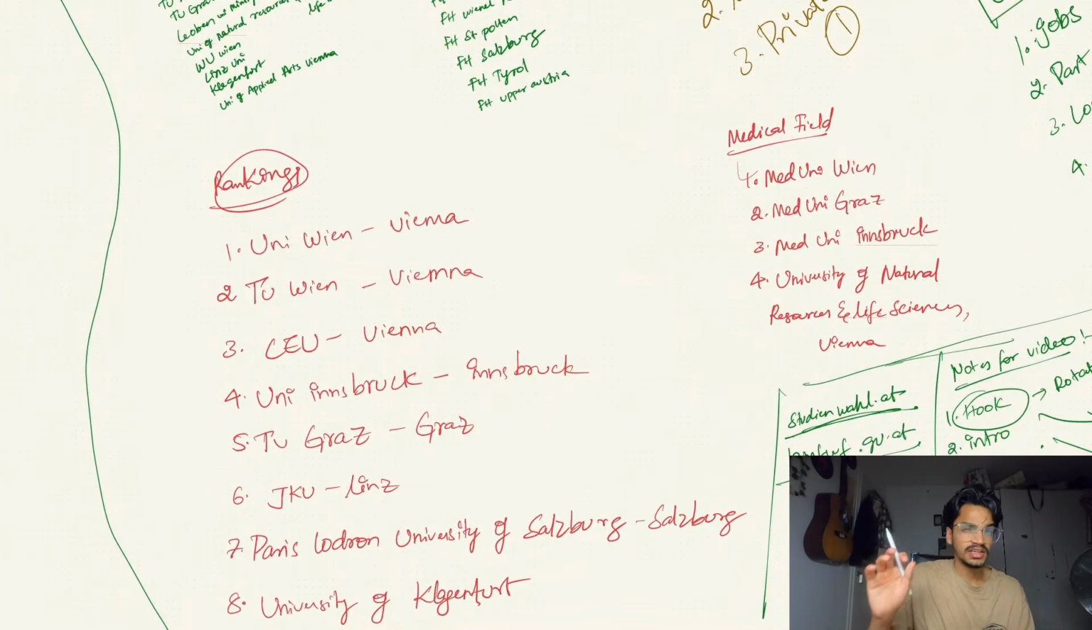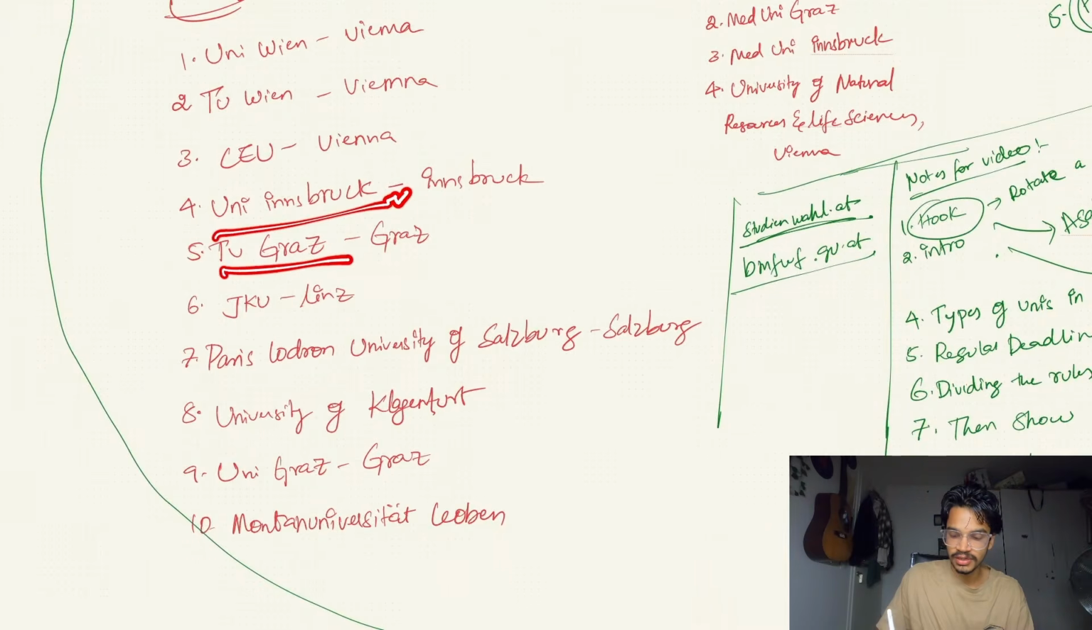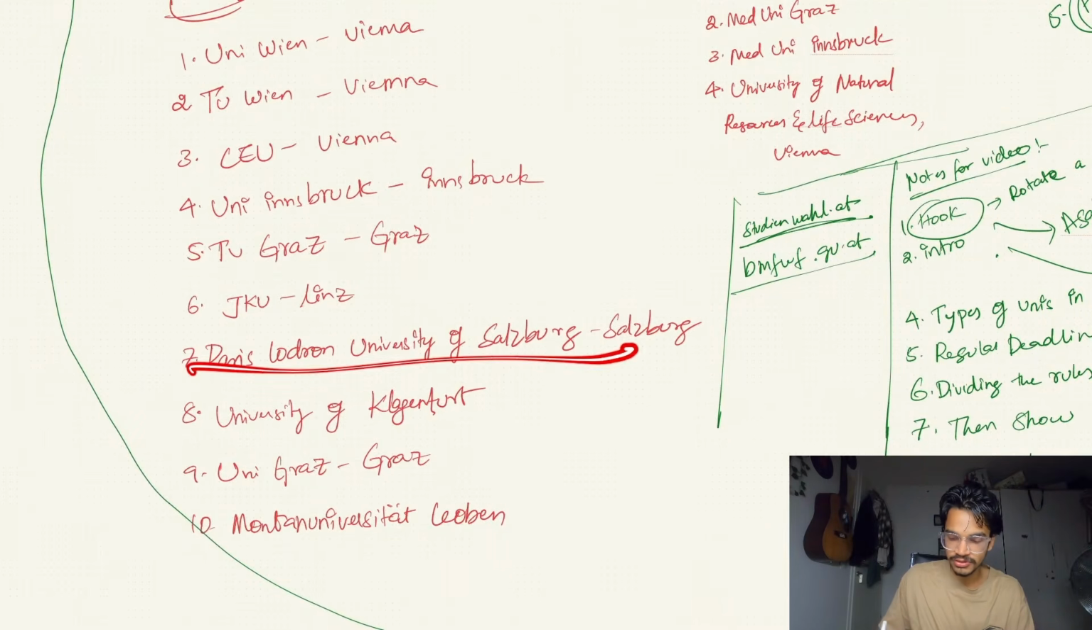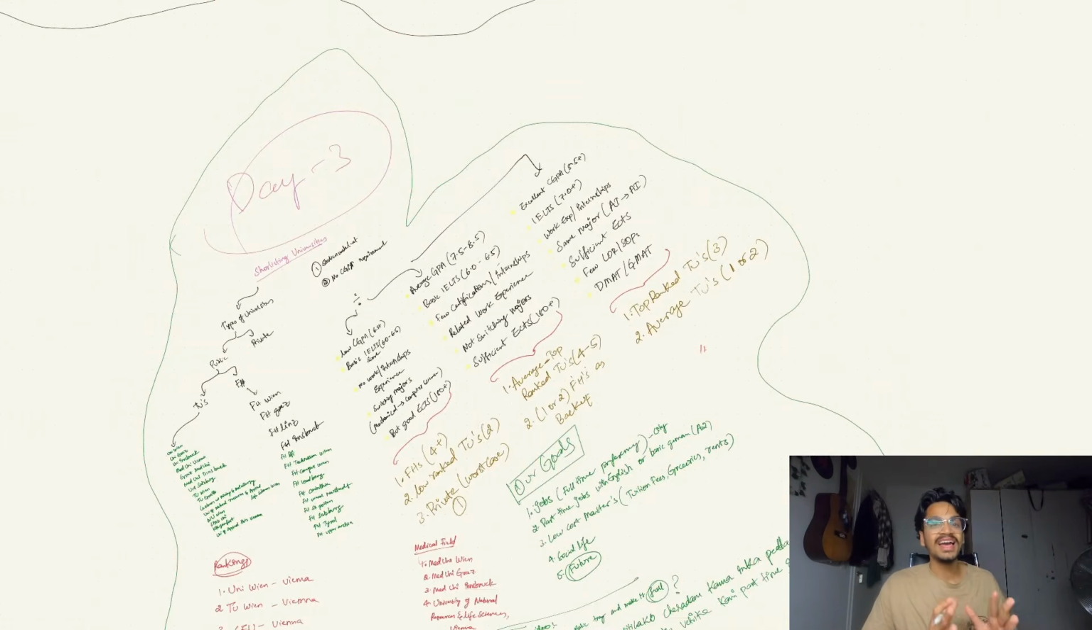Coming to the technical universities, and all the universities basically, the rankings in Austria are: the first one is Uni Wien, TU Wien, Central European University, University of Innsbruck, TU Graz, JKU Linz, Salzburg University, Klagenfurt, Uni Graz, and Leuven University. I have one interesting website where you can shortlist universities quickly, but it doesn't show based on your profile or anything. You have to do it manually. But I will show you how you can do it manually too.